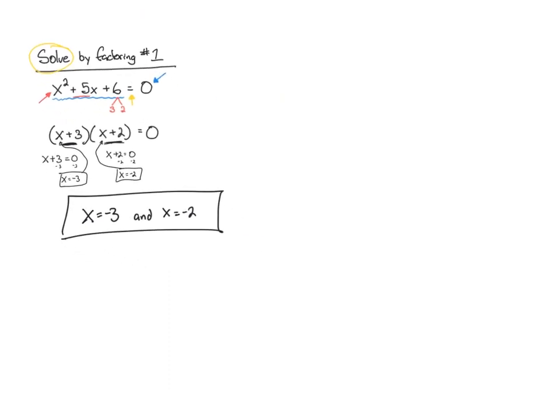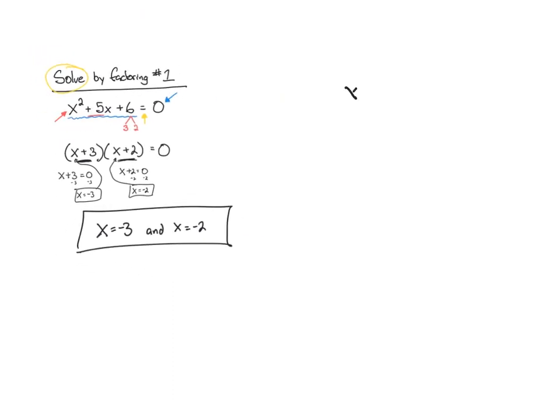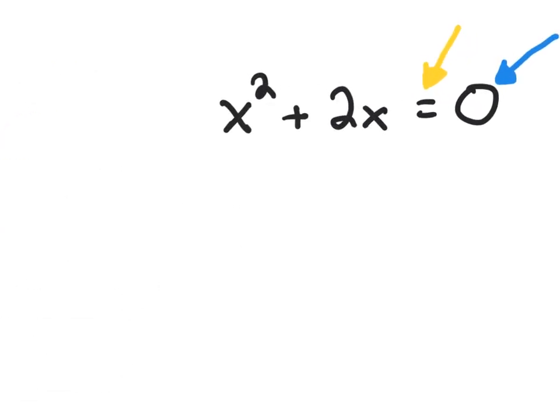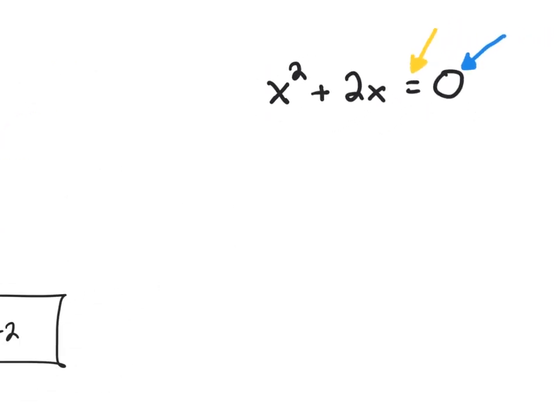Now check this out. Let's say we had another one: x squared plus 2x equals 0. Again, if I'm going to solve, it needs to have an equal sign. Perfect. And it also needs to be equal to 0. Perfect. So let's try again. Let's see if we can factor this. This one right here only factors with a greatest common factor. So let's pull out an x, and that's going to leave us with x times x plus 2 equals 0.